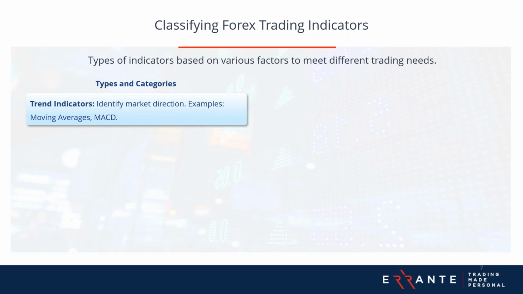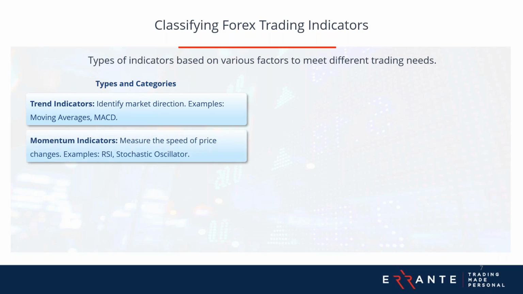Firstly, we have trend indicators. These indicators are like a compass. They show us where the market is heading, whether it's going up, down, or sideways. Common examples include moving averages that we discussed in our previous webinar, and also MACD, which is developed based on moving averages. And they help us see the general direction of the market. The essence of trend indicators lies in their ability to smooth out price fluctuations or volatility to provide a clearer picture of the underlying trend.